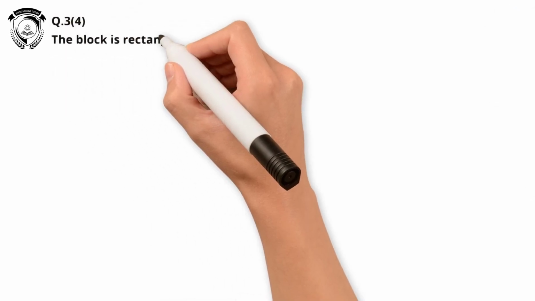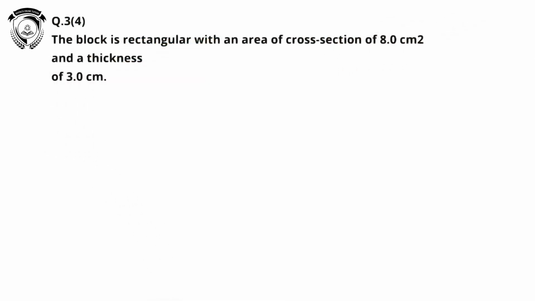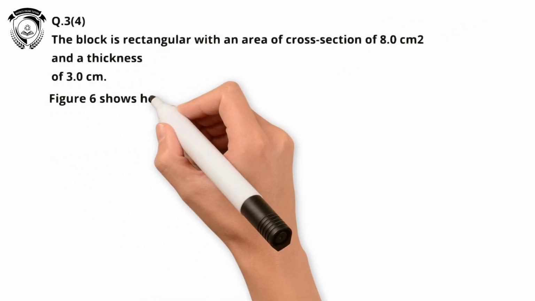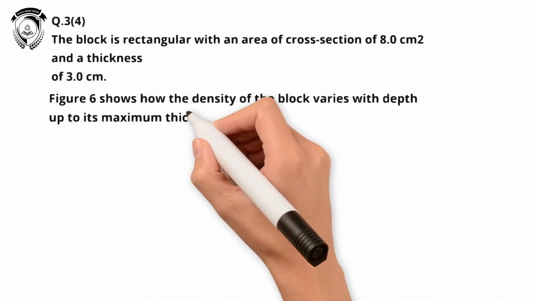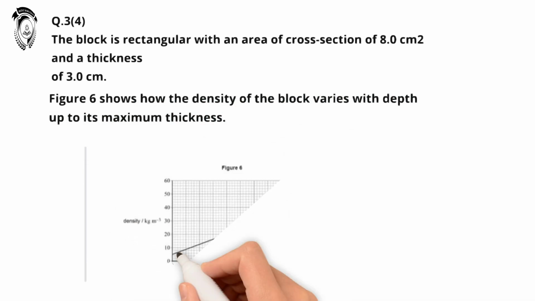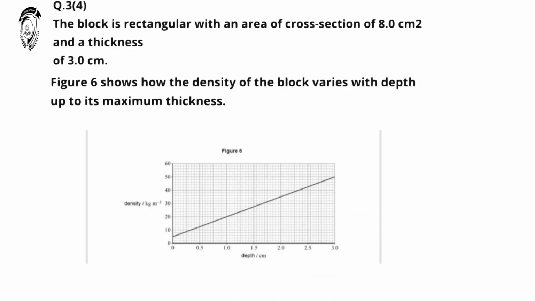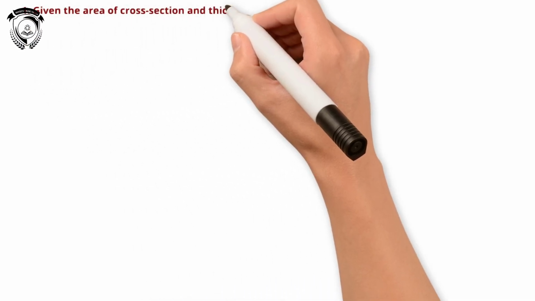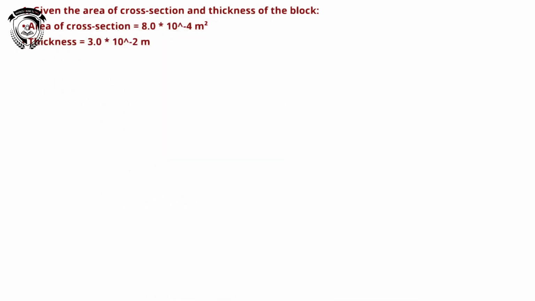Next question. The block is rectangular with a cross-sectional area of 8 centimeters squared and a thickness of about 3 centimeters. Figure 6 shows how the density of the block varies with depth up to its maximum thickness. See this graph carefully. They have given us the density on the vertical axis and the depth on the horizontal axis. The question is that you have to calculate the mass of the block.